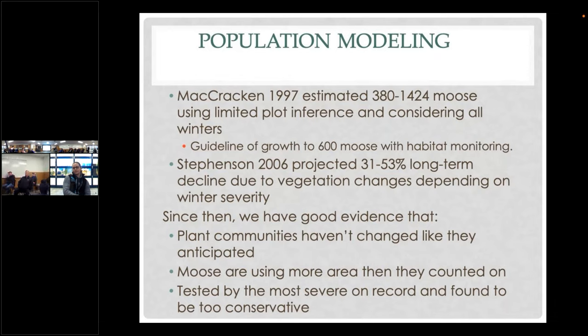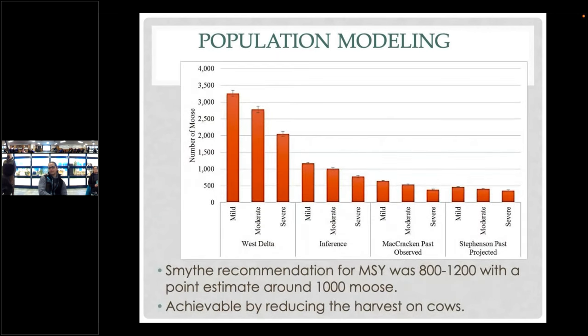And this was tested by the most severe winter on record. In 2011, 2012, we found the moose, actually, we didn't lose very many. In fact, our population continued to grow. The moose were able to get up on top of that snowpack and access vegetation that was nearly virginal to them. And so even the most severe winter on record found the estimate of moose that would be lost was just off.